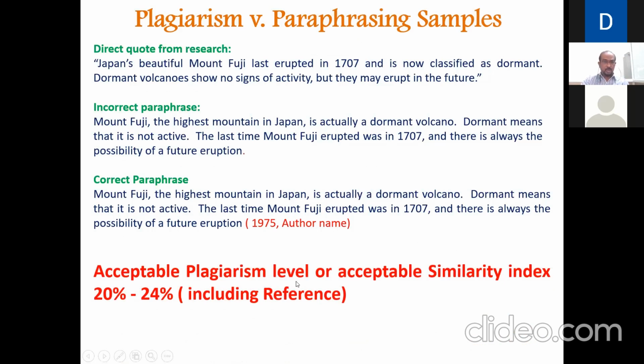So all should know the acceptable plagiarism level, or similarity index, for any journal, including references, is 20 to 24%. I am talking only about higher end journals, 20 to 25%. If it is IEEE and others, below 10 is acceptable, right? Again, I am telling you that it is including the references. Including the references, your plagiarism level should be 20 to 24. For IEEE and other higher end journals, it should be below 10.